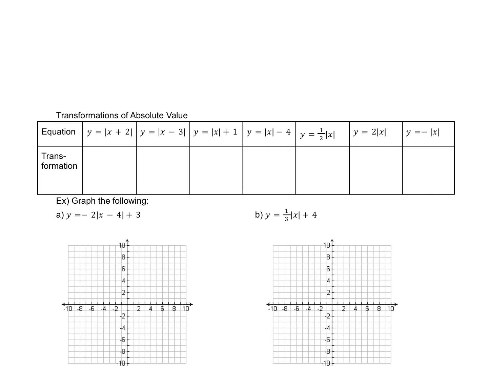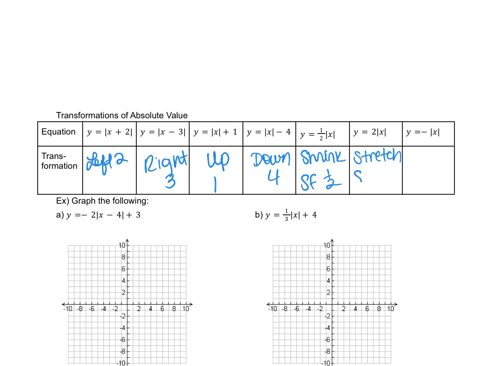All right, this little chart, does it look familiar from previous units? Yes. Okay, transformations. If it's plus 2 inside the absolute value, that's going to be left 2. If it's minus 3 inside the absolute value, right 3. Plus 1 outside is up 1, minus 4 outside is down 4. A 1/2 out front would be a shrink with a scale factor of 1/2. 2 would be a stretch, scale factor of 2. And a negative out front would be a reflection, so it would be an upside down V.